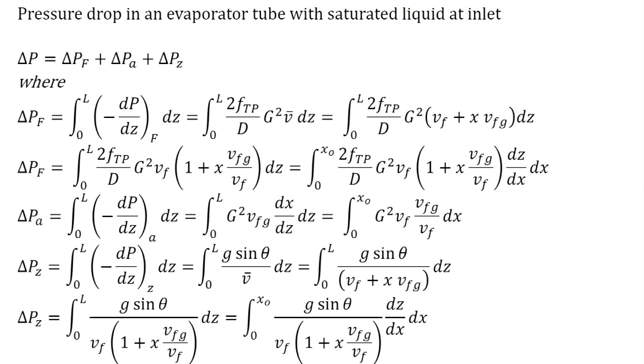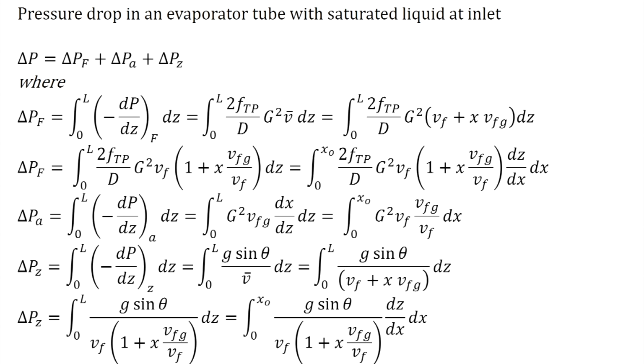So, delta P_f is equal to the integral from 0 to L of 2 f_TP upon d, G squared v_f, times (1 plus x v_fg upon v_f) dz. Here we have taken v_f common from the quantity in the brackets, so that within brackets the quantities are non-dimensional. Then we can convert from dz to dx in the integral, and therefore, instead of dz we write dz by dx into dx, and we will see shortly why we have done this, because it will be easier to do the integral with respect to x.